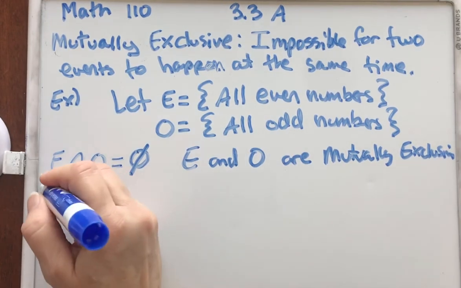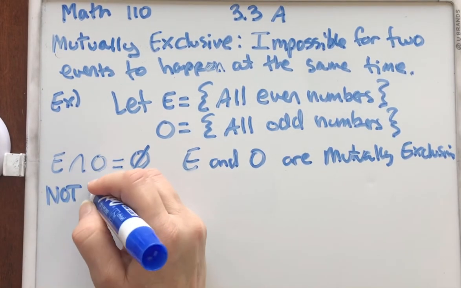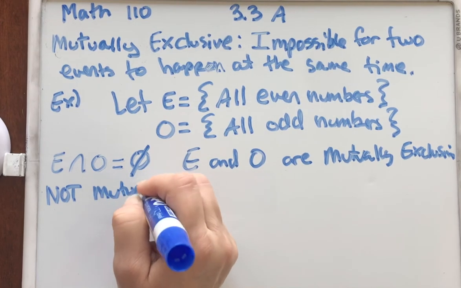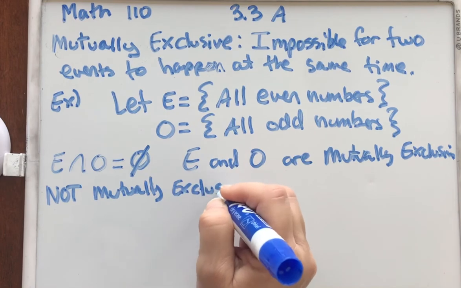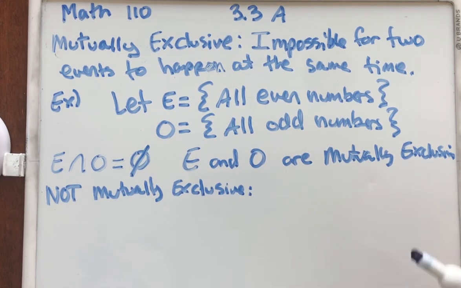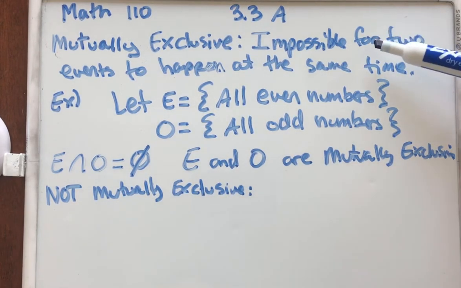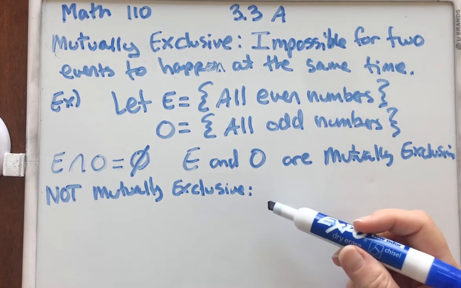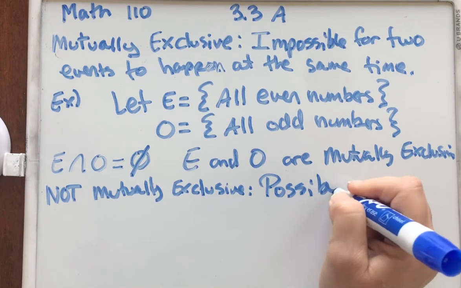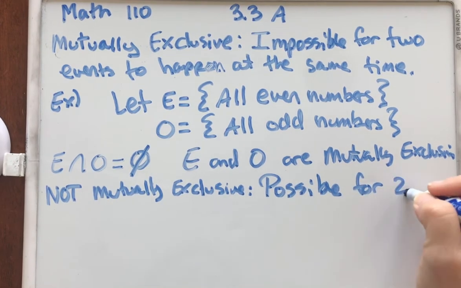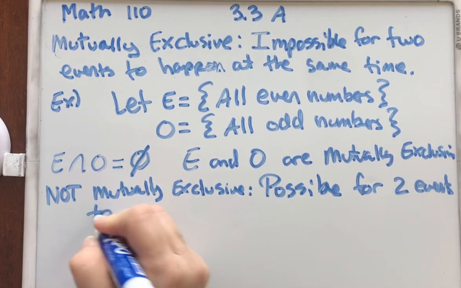Okay, so let's look at the definition now of not mutually exclusive. Well, for two sets to be mutually exclusive, it's impossible for two events to happen at the same time. So what would not mutually exclusive mean? It would mean it's possible for two events to happen at the same time.